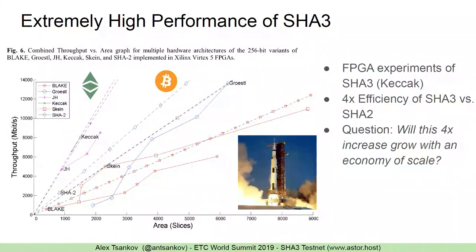So another advantage of it is that it is extremely high performance. Because of all of the papers that were written about SHA-3 for this testing process, we were able to actually see how well it is actually doing. So this is an image of FPGA trials that were being done on SHA-3. And as you can see, it has about 4 times the efficiency of SHA-2.